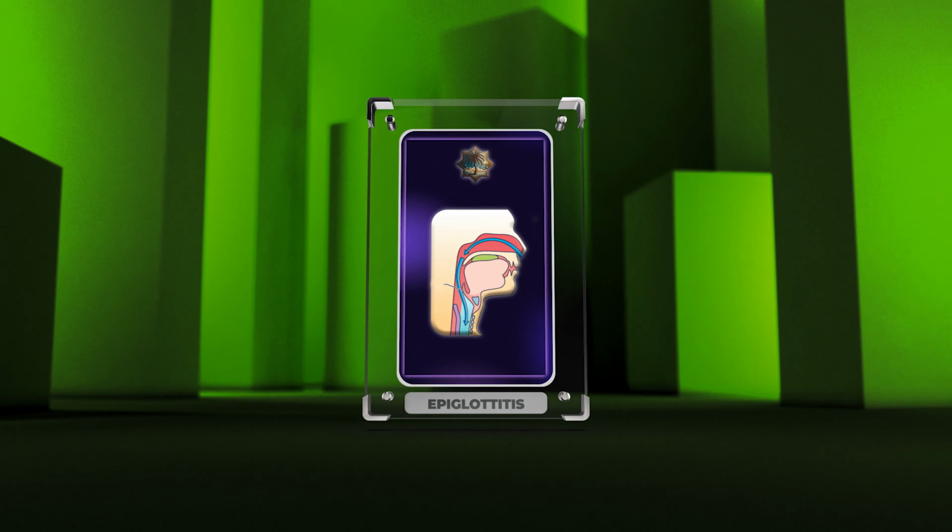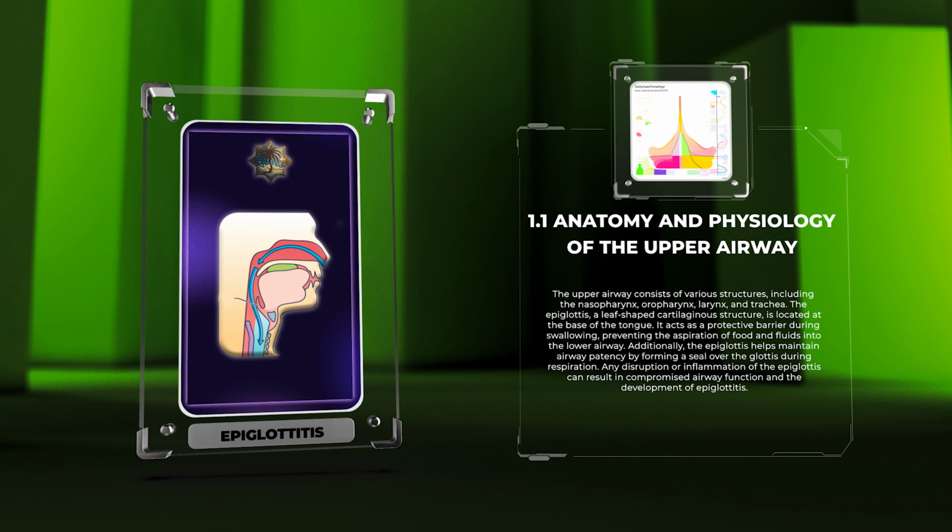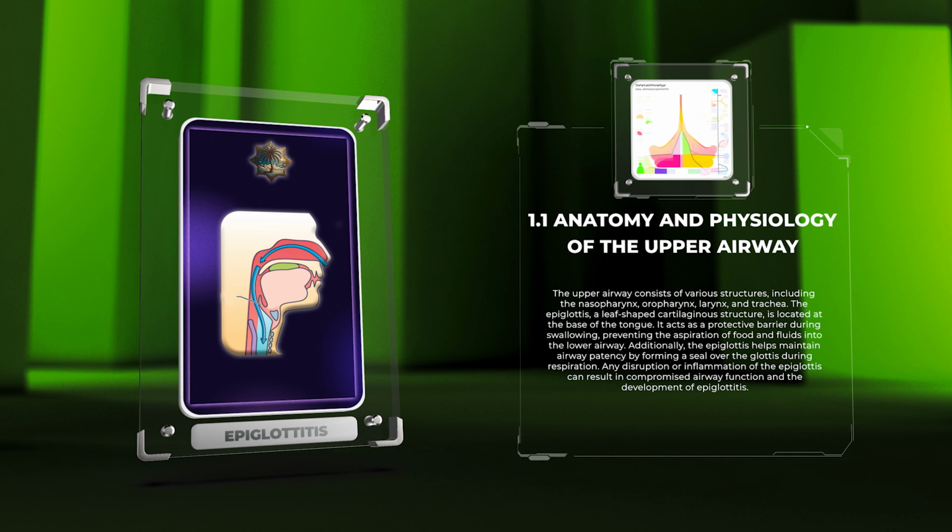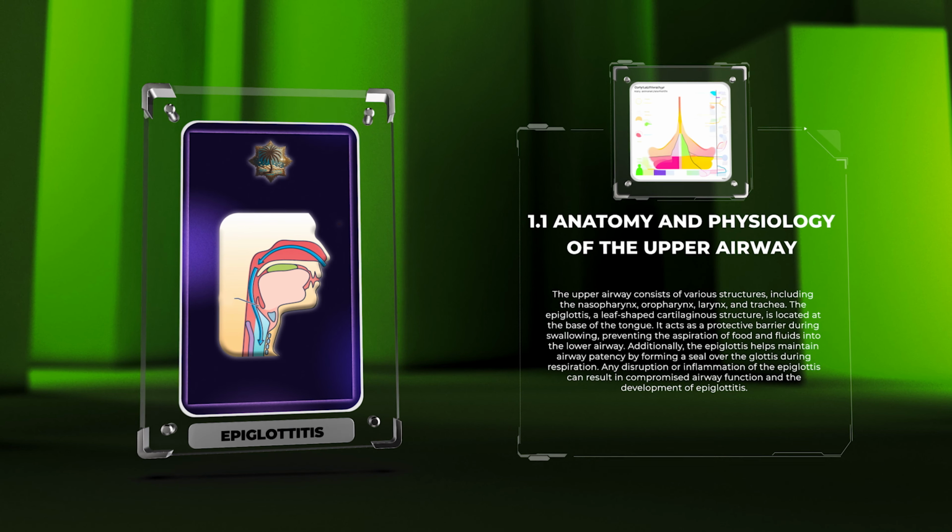So, let's get started. The upper airway consists of various structures, including the nasopharynx, oropharynx, larynx, and trachea. The epiglottis, a leaf-shaped cartilaginous structure, is located at the base of the tongue. It acts as a protective barrier during swallowing, preventing the aspiration of food and fluids into the lower airway. Additionally, the epiglottis helps maintain airway patency by forming a seal over the glottis during respiration. Any disruption or inflammation of the epiglottis can result in compromised airway function and the development of epiglottitis.